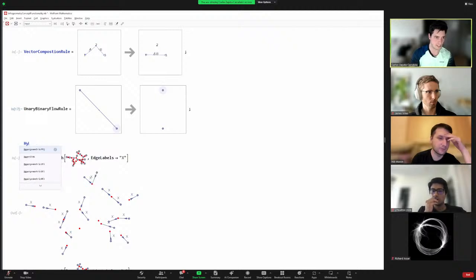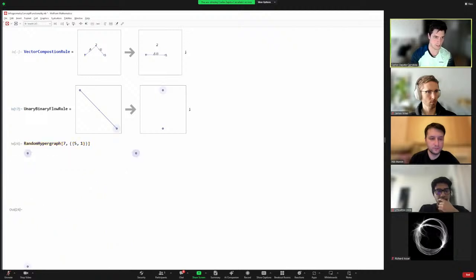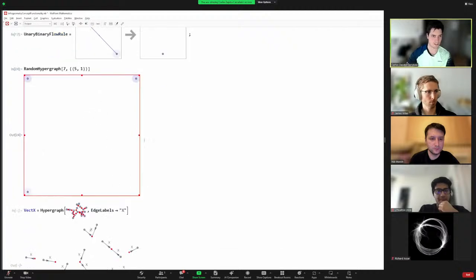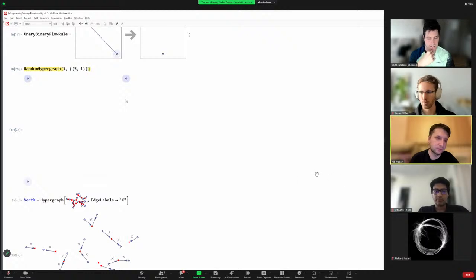So what I want to say is random hypergraph. So for example, say something like 7. And then I think it's something like this, right? What if I want 5 unary edges? I can do this, I think, right? Yep. You see, there's something off going on. I think I have to set some options to false or something. I can't remember. Do you remember here? No. So what's happening here? Why the 3 vertices?